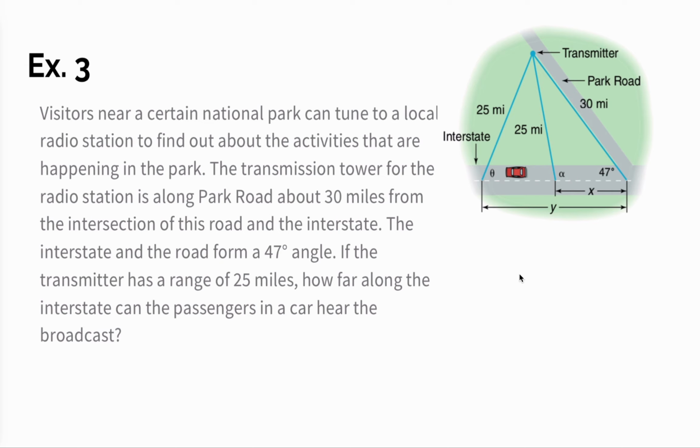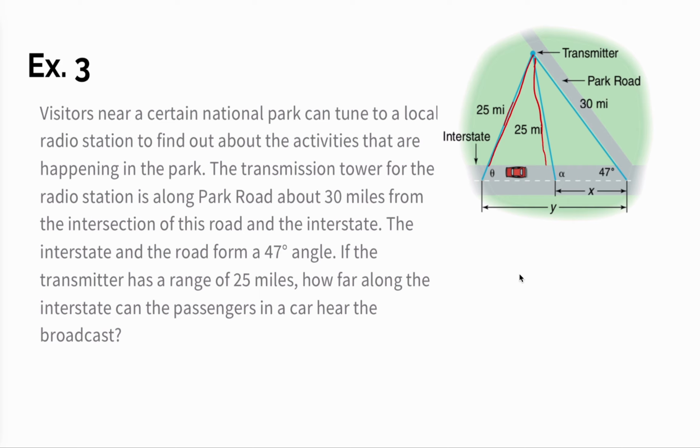Word problem time. Unfortunately, this is the last one in this section. Visitors near a certain national park can tune into a local radio station to find out about the activities that are happening in the park. The transmission tower for the radio station is along Park Road, about 30 miles from the intersection of this road and the interstate. The interstate and the road form a 47-degree angle. If the transmitter has a range of 25 miles, how far along the interstate can the passengers in a car hear the broadcast? So, right, 25 miles, right?